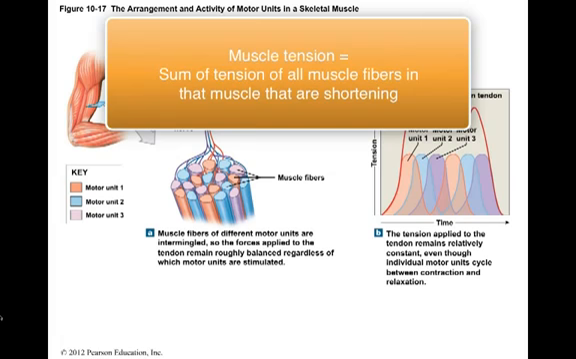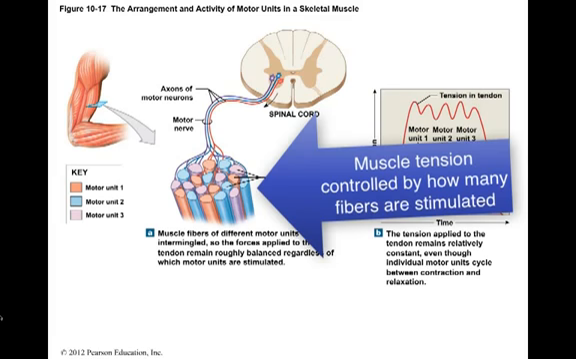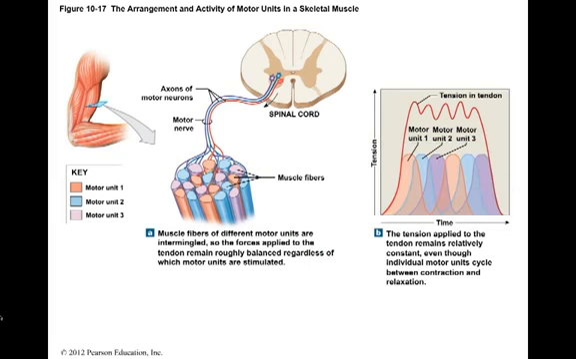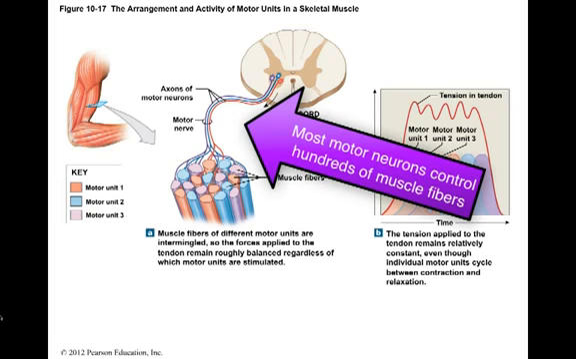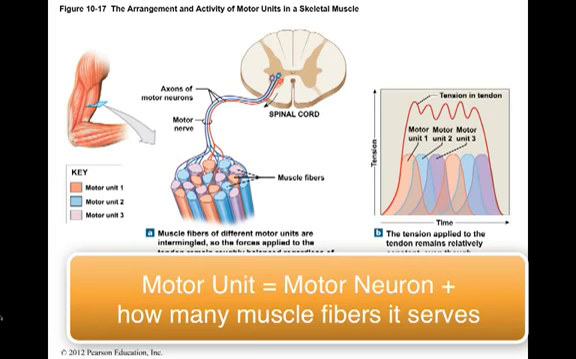For this reason, the amount of tension produced by a skeletal muscle can be controlled by the number of muscle fibers it stimulates. A typical skeletal muscle contains thousands of muscle fibers. Some motor neurons control a few muscle fibers, but most control hundreds of them. All the muscle fibers controlled by a single motor neuron constitute a motor unit.